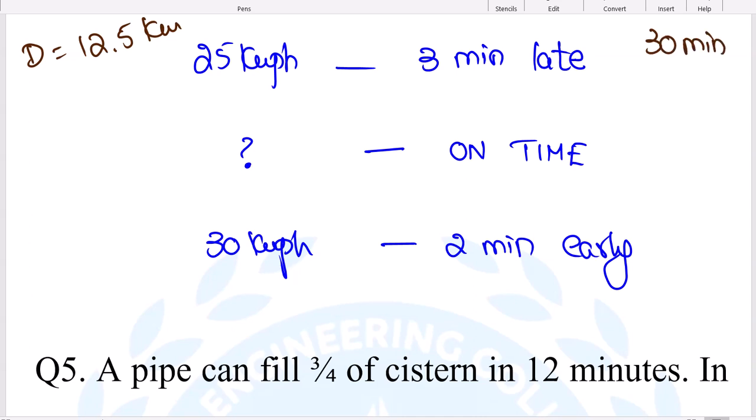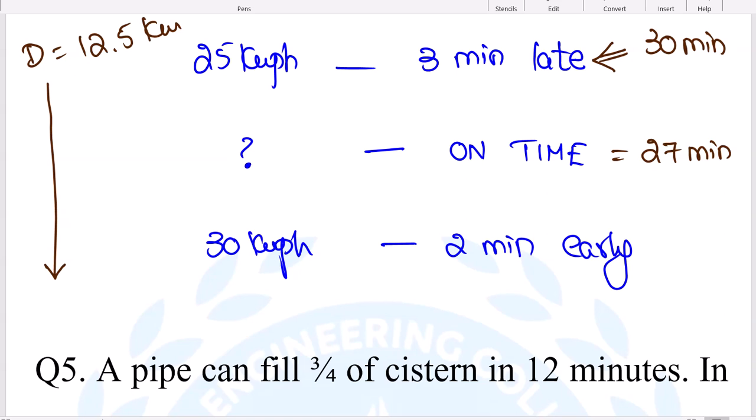When distance is 12.5 kilometers, with 25 kilometer per hour speed, it will take 30 minutes actually. Yes or no? 25 kilometers you can travel in 1 hour. I want 12.5, half of the distance, means half of the time, 30 minutes only. The 30 minutes is indicating 3 minutes late, which means on time is nothing but 27 minutes. Distance is same for all cases. Distance is 12.5. Timing 27 minutes. Can't we calculate the speed now?